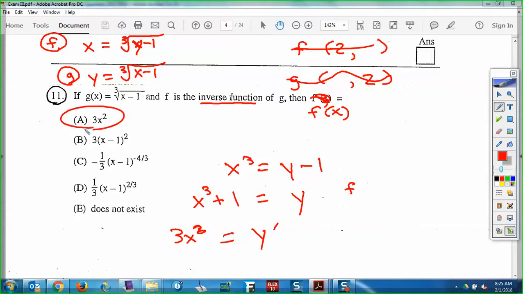I'm assuming that was the answer. No, I don't think they looked at that one. And they looked at that one. That was it.